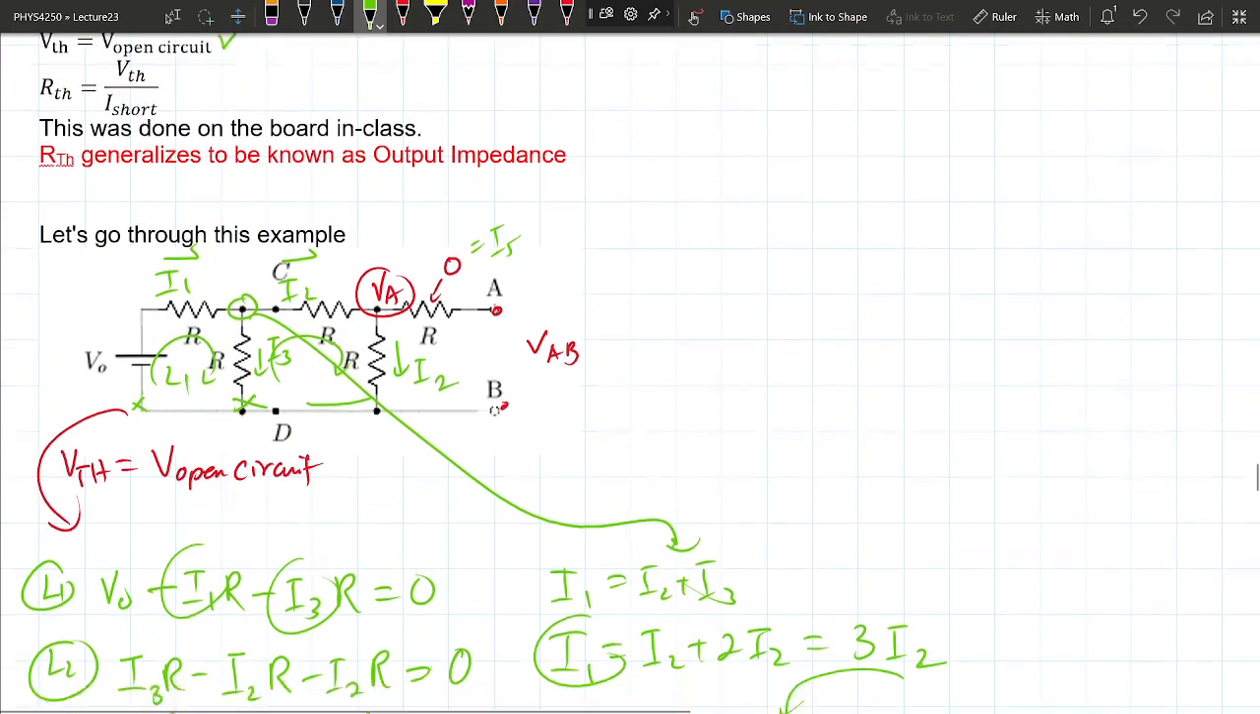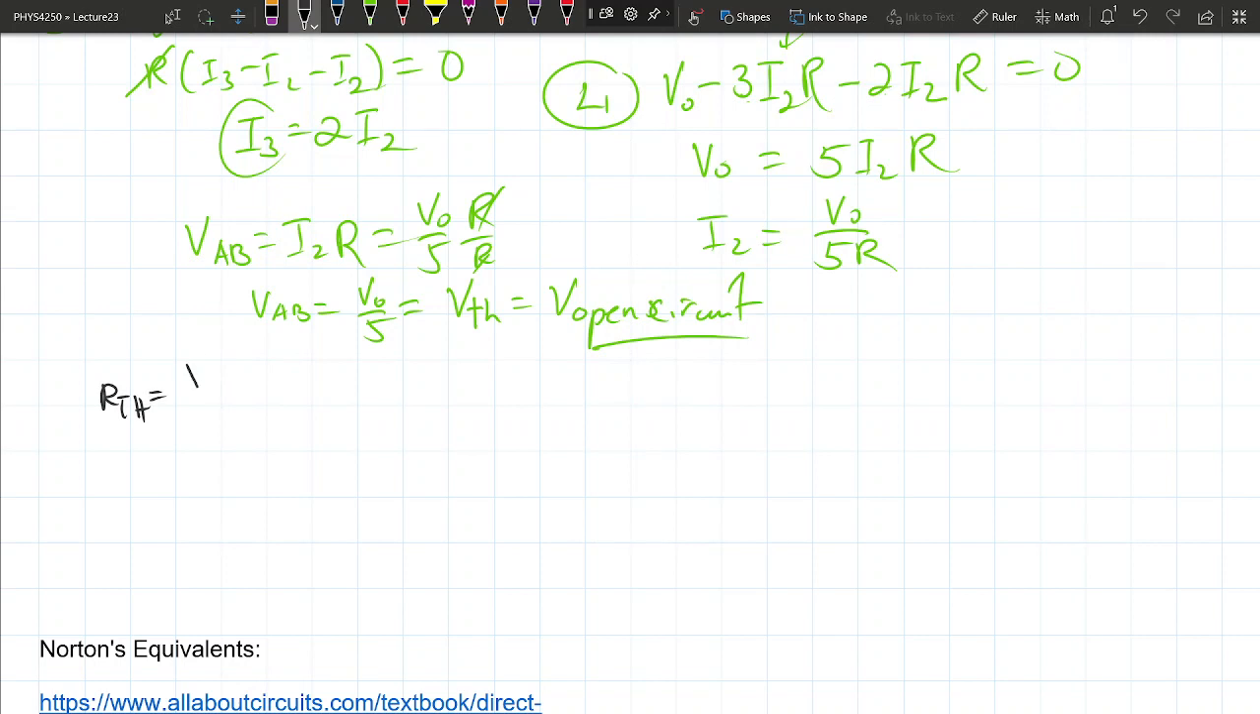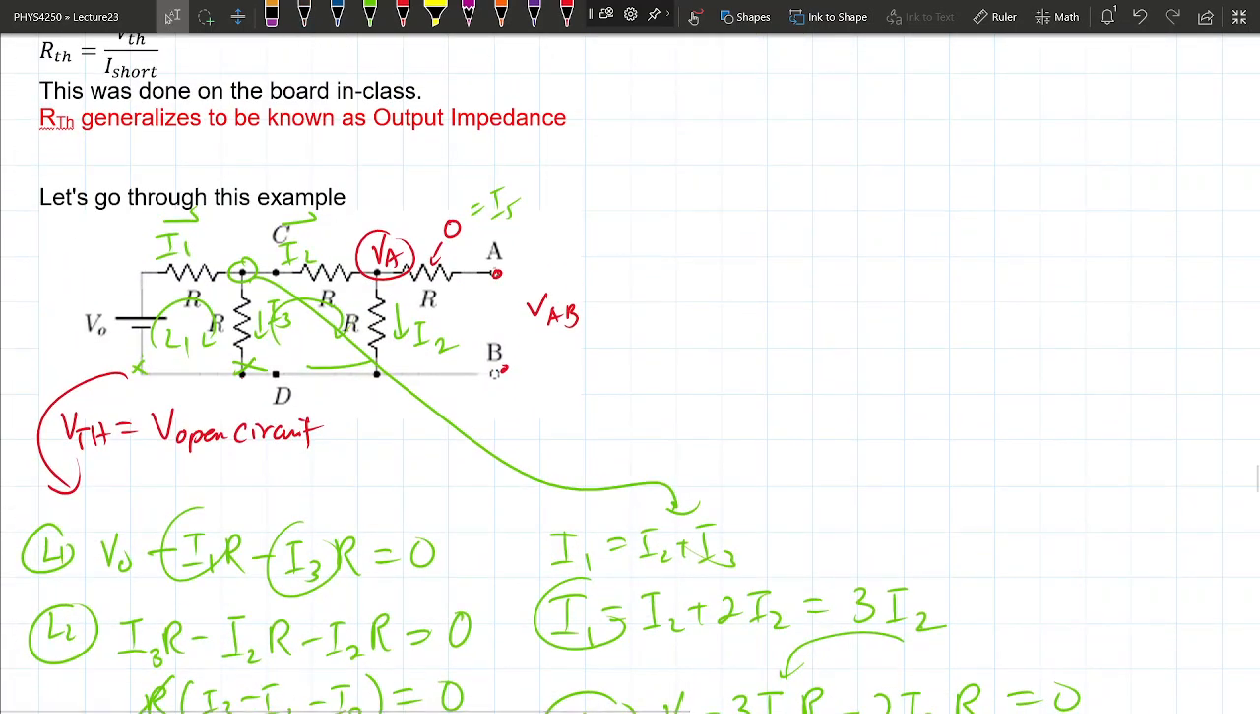So R Thevenin is V Thevenin divided by I short circuit. Okay, so let me try to redraw this. R Thevenin equals V Thevenin divided by I short. What that means is that when you short circuit it, you just connect these together. So we're trying to calculate how much current flows through this path. I short. How can we figure that out? Basically that's going to be I5. Previously I5 was zero because we kept it open, but once we connect those together, current's going to start flowing through here.